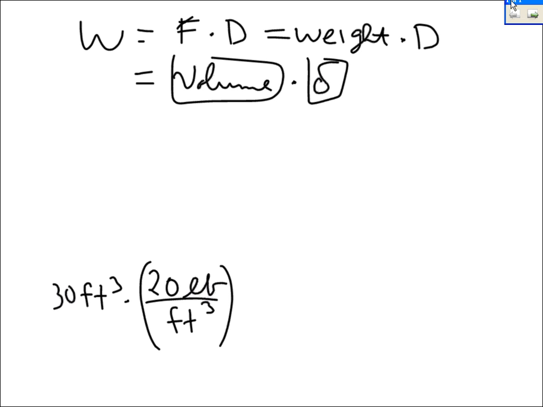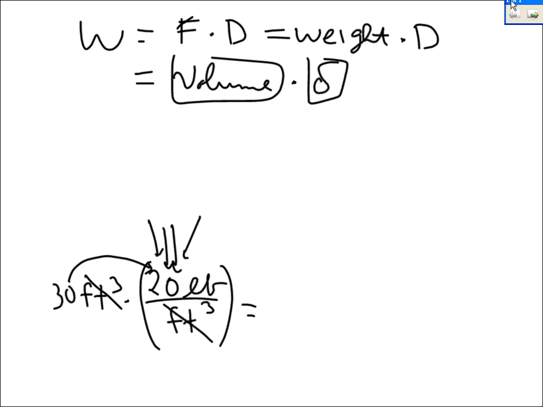Let's try that again. For the first cubic foot, it weighs 20 pounds. For the second cubic foot, it weighs 20 pounds. For the third cubic foot, it weighs 20 pounds. All the way up to the 30th. In fact, the cubic feet cancel out, and you're going to have 20 pounds 30 times.